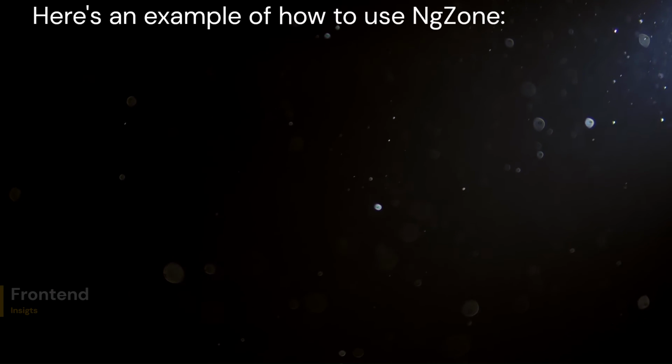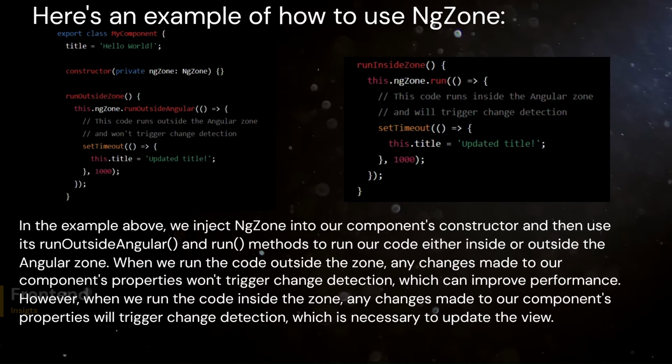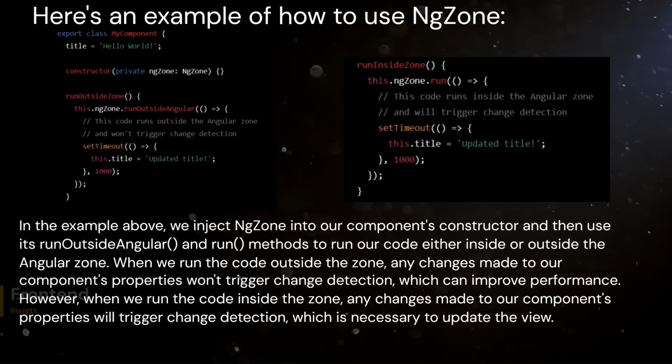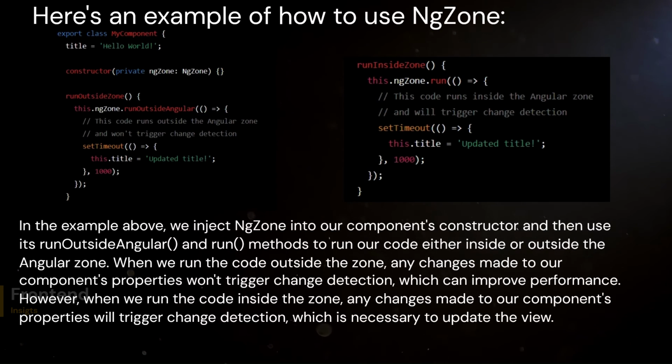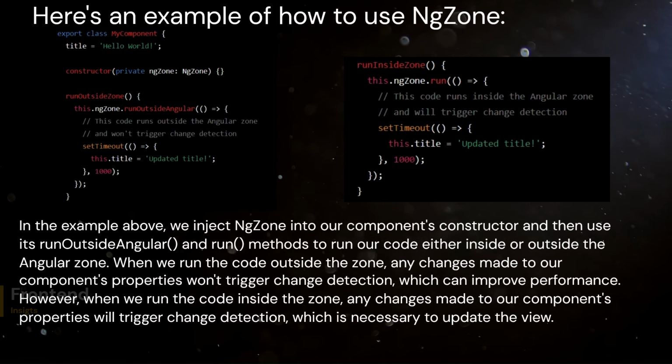Here is an example of how to use ngZone. In the example above, we inject ngZone into our component's constructor and then use its runOutsideAngular and run methods to run our code either inside or outside the Angular zone. When we run the code outside the zone, any changes made to our component's properties won't trigger change detection, which can improve performance. However, when we run the code inside the zone, any changes made to our component's properties will trigger change detection, which is necessary to update the view.